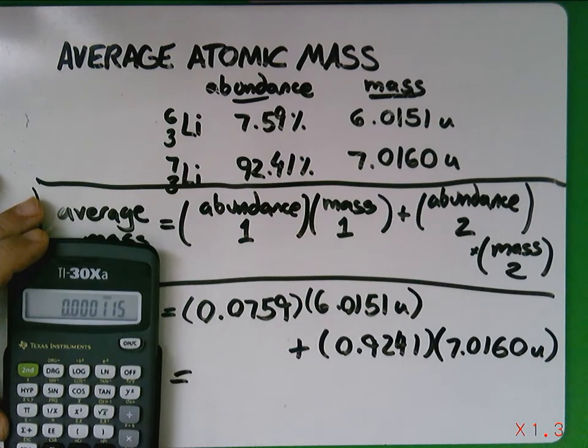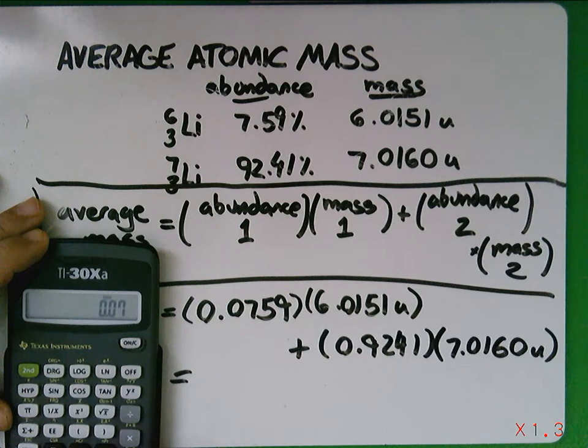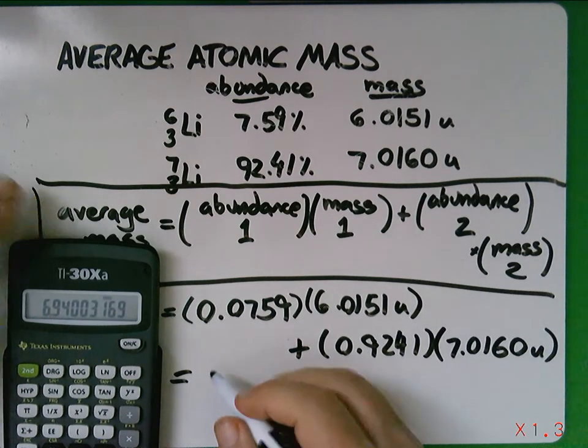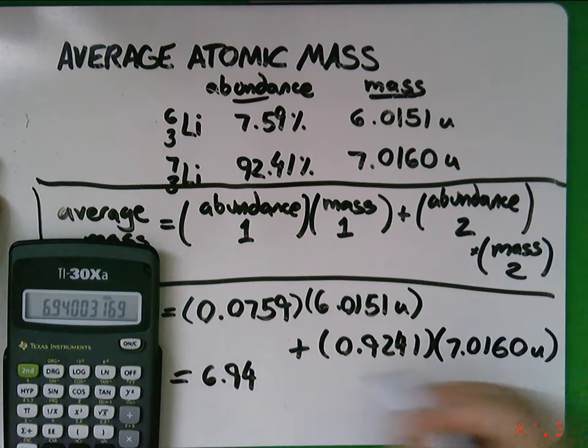Oops, got to turn the calculator on first. Plus 0.9241 times 7.0160 gives me 6.9400.